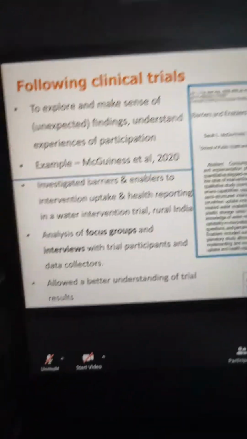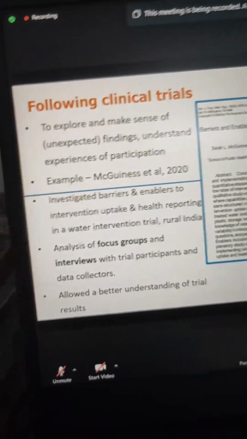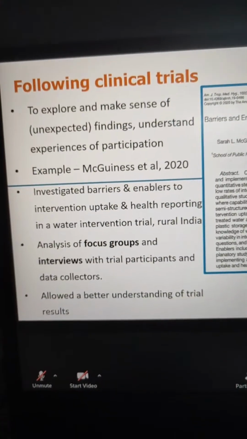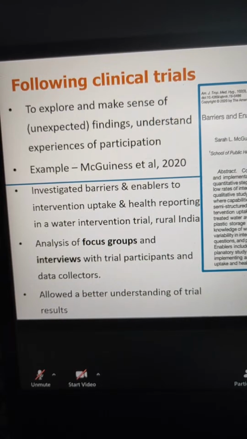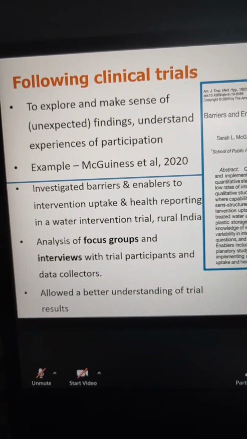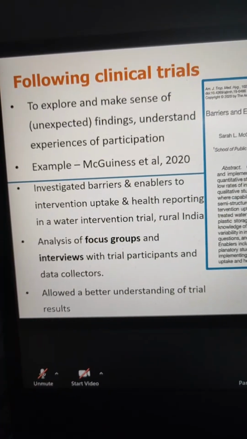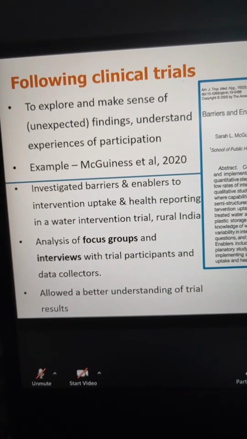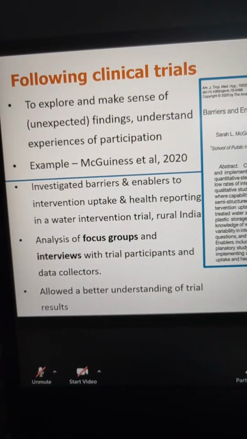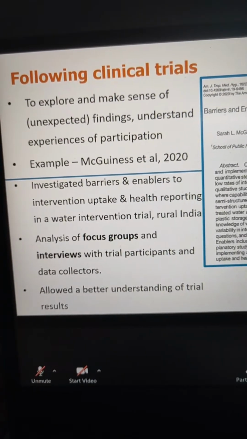You could also do this following clinical trials. For example, if you end up with a clinical trial where the findings don't particularly make sense, or there's something you want to explore in a little bit more detail, you could then do qualitative research following clinical trials. Now, this is an example of a qualitative study that was done following a proper intervention trial in rural India.